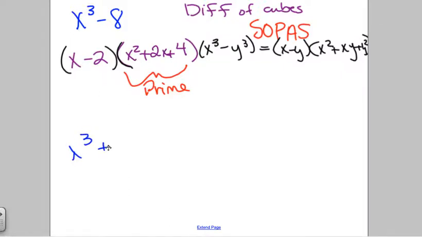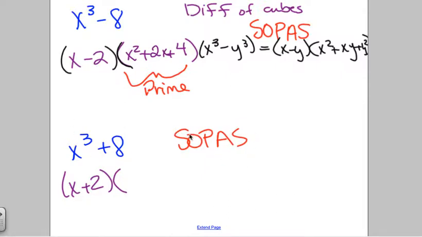Now what if I have x cubed plus 8? How is that going to be different? Well, this was a difference of cubes because I was subtracting. This is a sum of cubes. So I'm still going to have x and a 2, but now I'm adding inside that binomial. And I'm still going to use SOPUS.